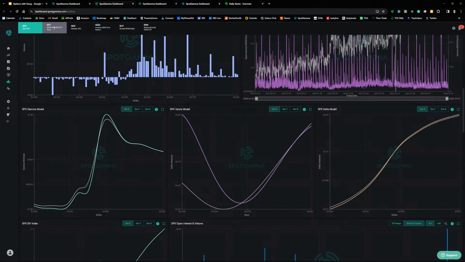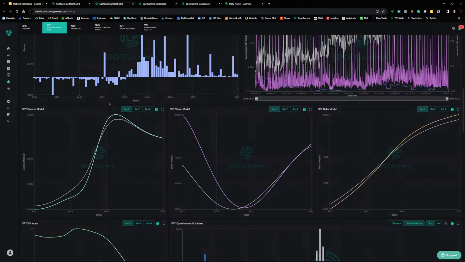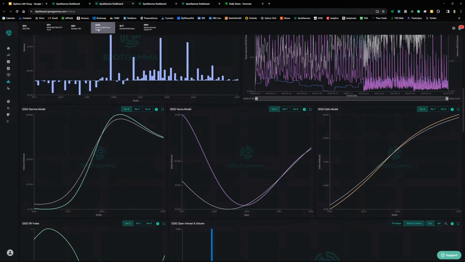Let's take a look at SPY. SPY trading right around 459, just below the call wall. Also at the bottom of the curve. So at this point of the curve, no Vanna headwind or tailwind. And QQQ trading just below 392, also at the bottom of the curve.